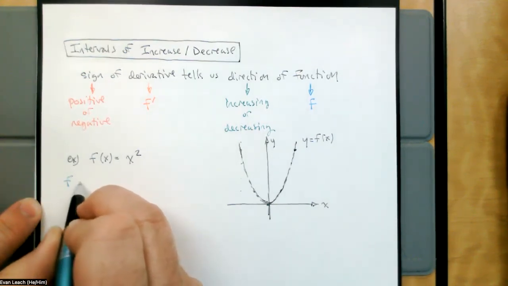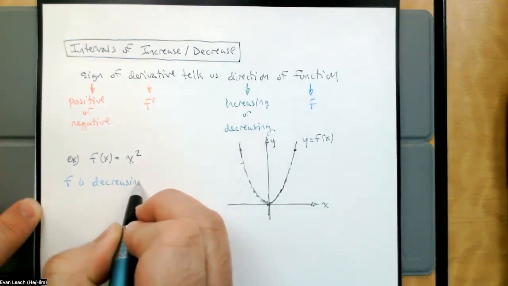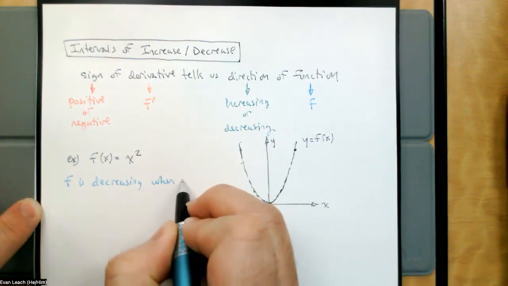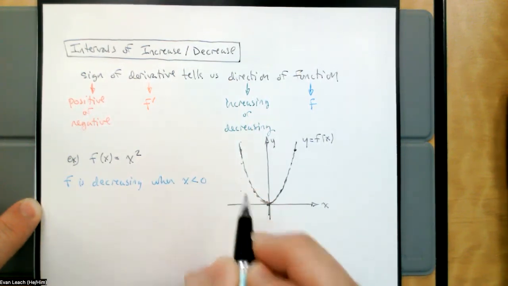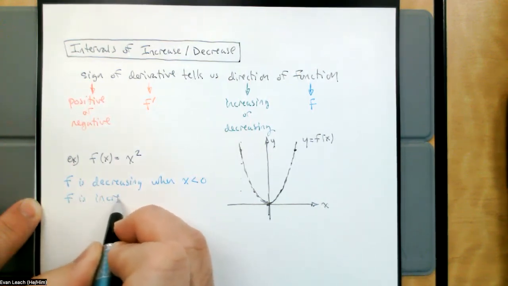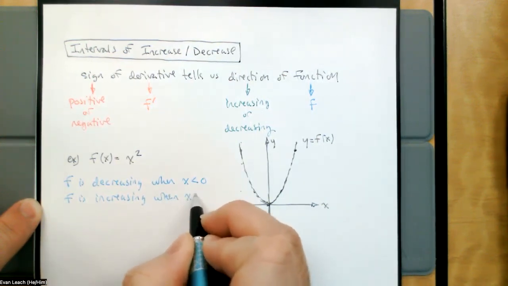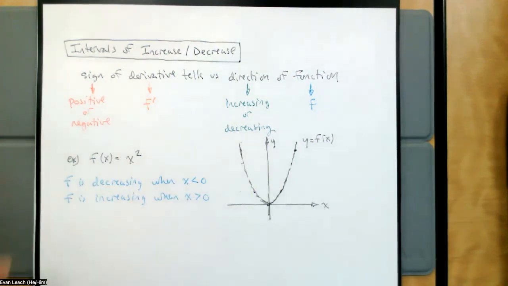We would say f is decreasing when x is less than 0. f is increasing when x is greater than 0. We're just reading from left to right, and when x is negative, our function is going down. It's flat when x is equal to 0, and then the function is going up when x is greater than 0.